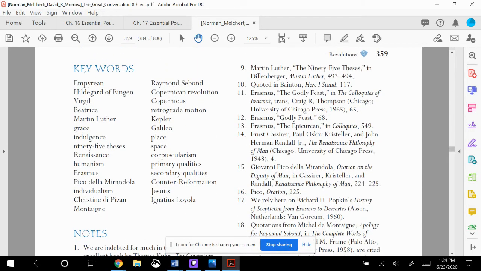And we're pretty much done with me going over some of the things that I think are important in the chapter. One of the things, and I said this in my intro video, is that before you read a chapter, you can look at some of these terms and say, this is what the author wants us to look at. I've just covered some of them: Hildegard, Virgil, Martin Luther, Grace, Indulgence, 95 Theses. That way, when you're reading the chapter, you can say, some of these things, like primary and secondary qualities, are important. Some of these people are important. I should know who they are. So that's pretty much it.